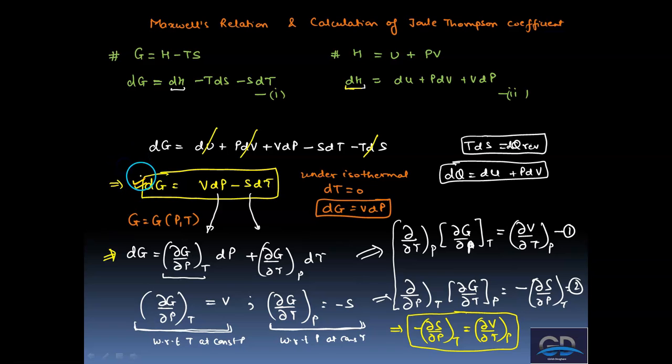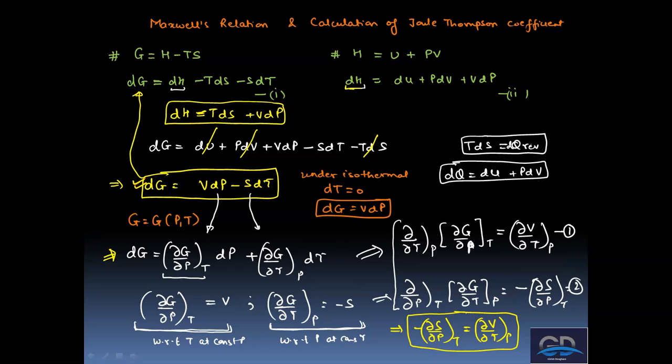So if we were to put this dG expression over here, we will get the expression for dH on reorganization of this equation. So dH will be equal to TdS plus VdP, right? That is the second Maxwell relation. Got this?